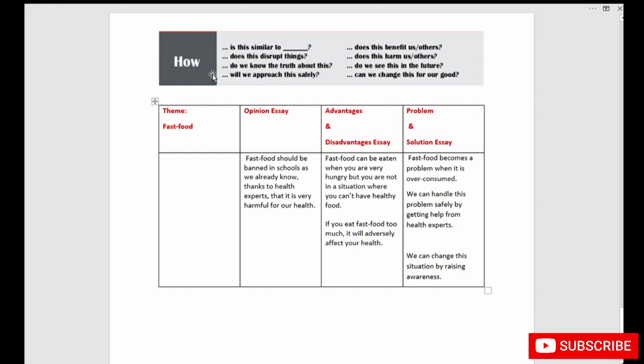So let's look at this question. How do we see this in the future? It can go to your opinion part, and we can say, if we ban fast food in schools, we will help the next generation to be healthy. So lastly, in this part of the video, we looked at how we can use the how question. And overall, this critical thinking will help you generate ideas for different types of essays. I would like to remind you one last time that these questions are really flexible. Not every single one of them can be used each time, but they come in handy when you want to generate ideas.